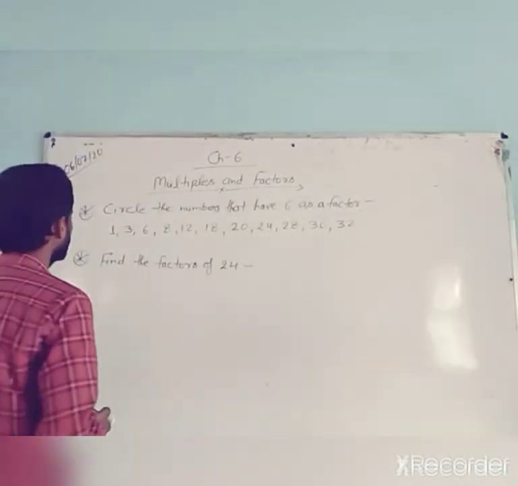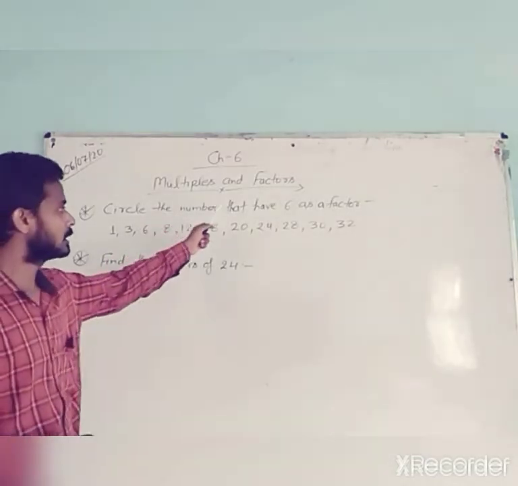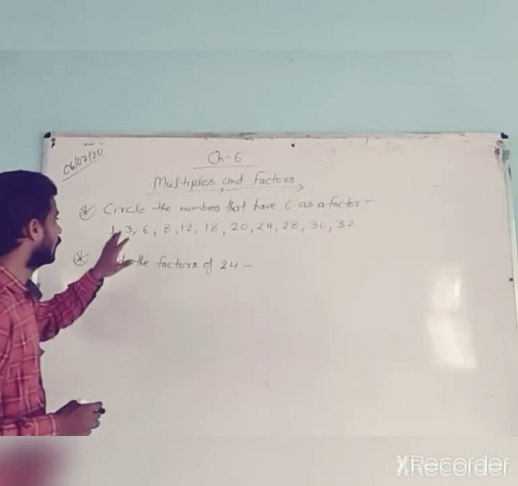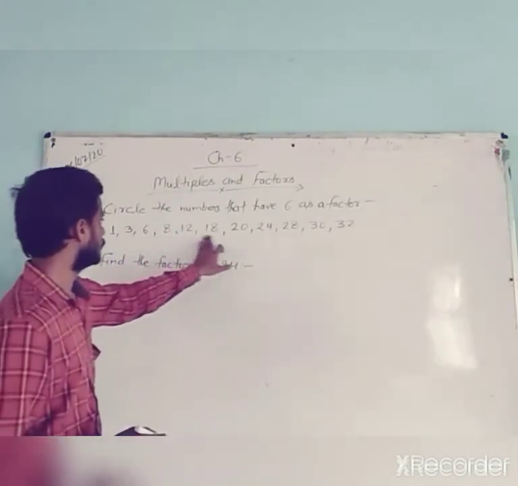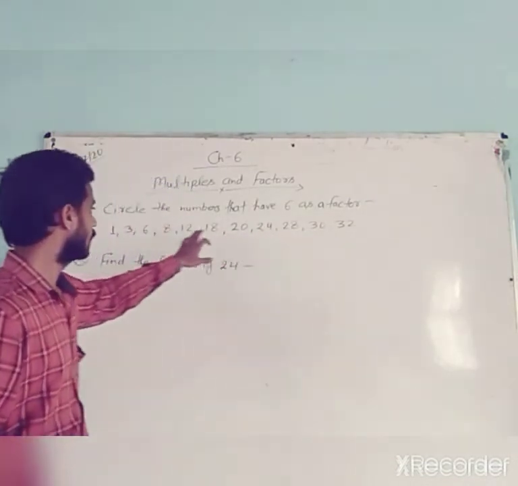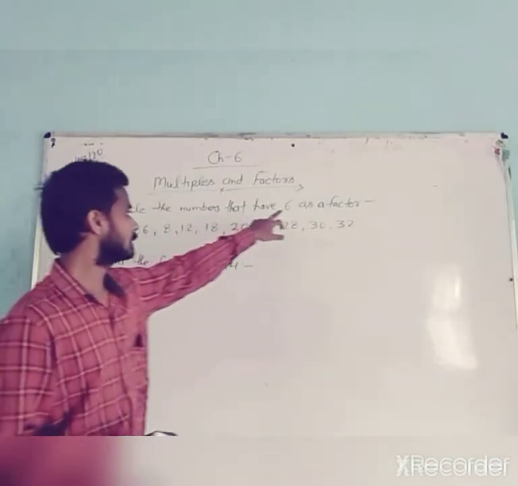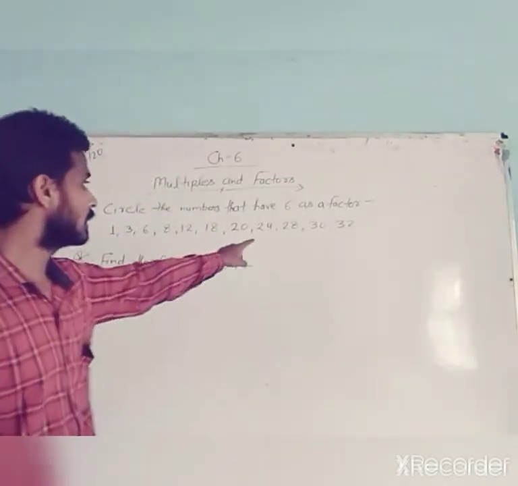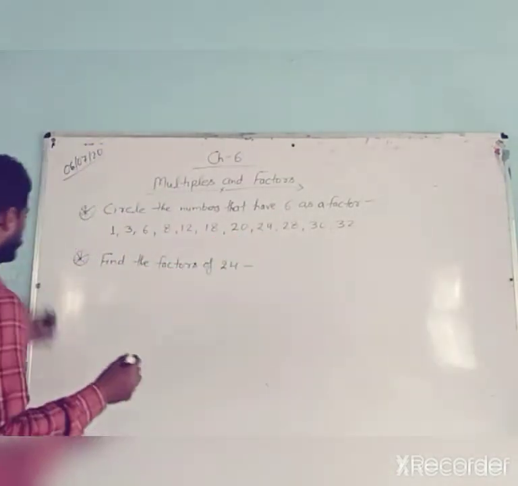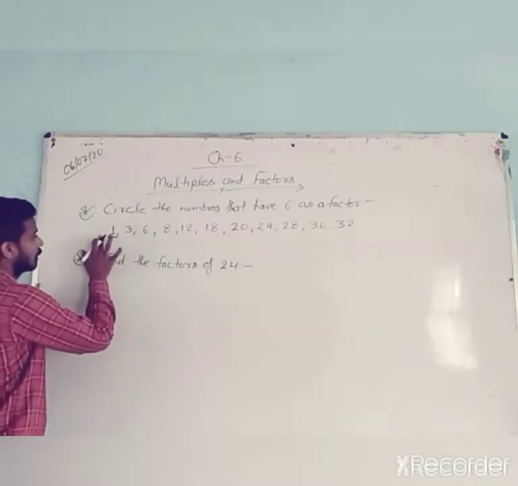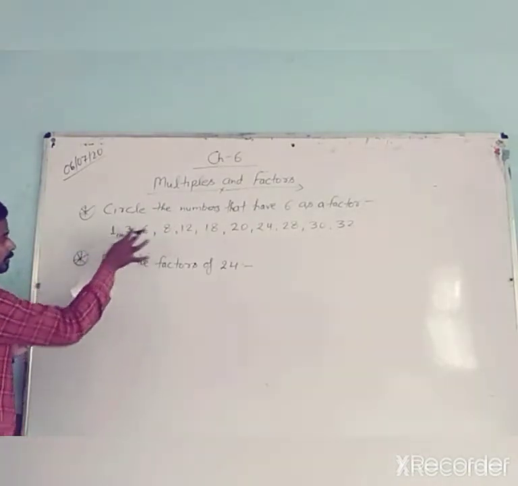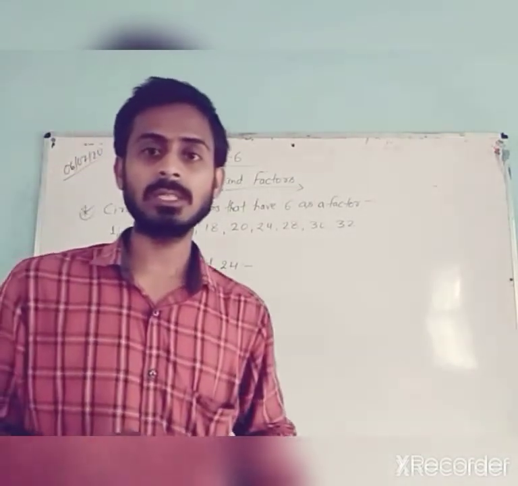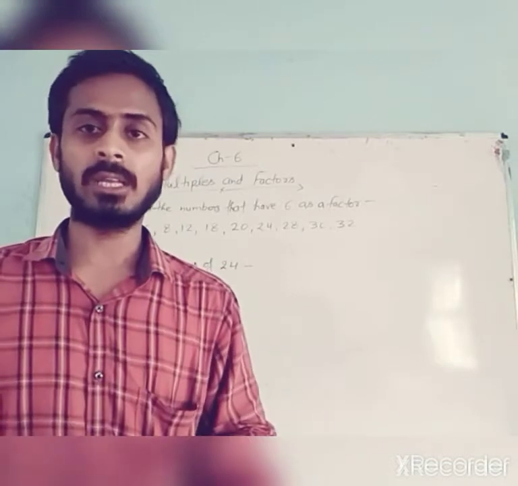Now next question. Circle the numbers that have 6 as a factor. So we have these numbers. In this, some numbers have 6 as a factor. We will have to find those numbers which have 6 as a factor. So 1 does not have any other factor. 1 is a factor of all the numbers, but the factor of 1 is 1 itself only.